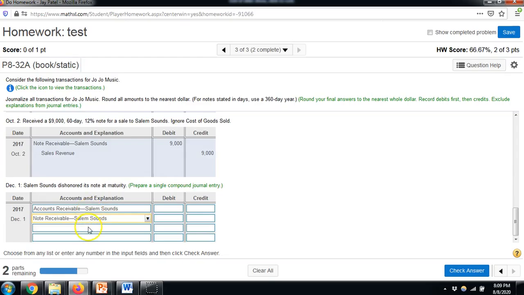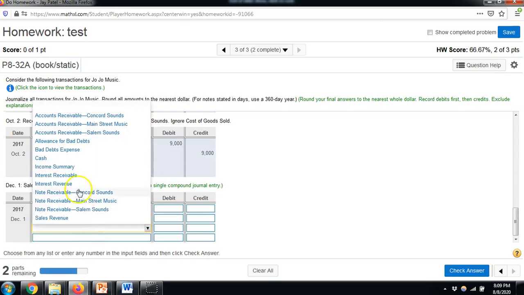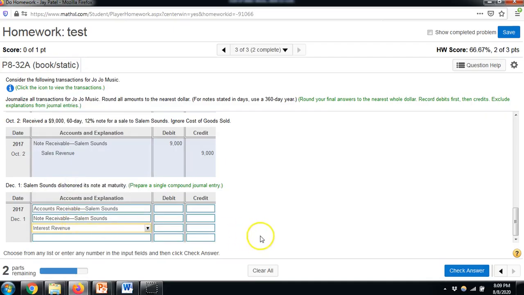And we're also going to have some interest that we're going to have to back out, or rather interest that we will first recognize and then back out. So let's fill in the numbers that we know. This note receivable will definitely be 9,000 from this entry right here. We're backing it out now. And so let's do the interest revenue calculation.